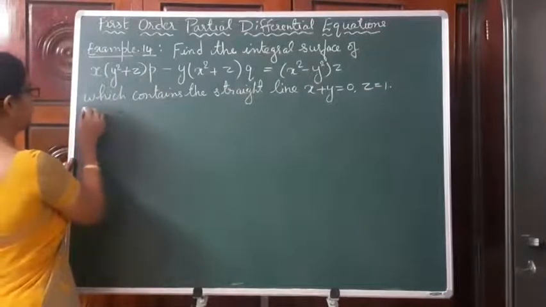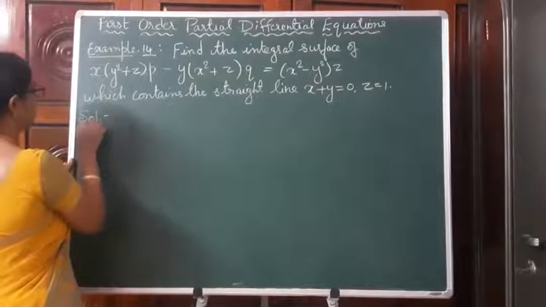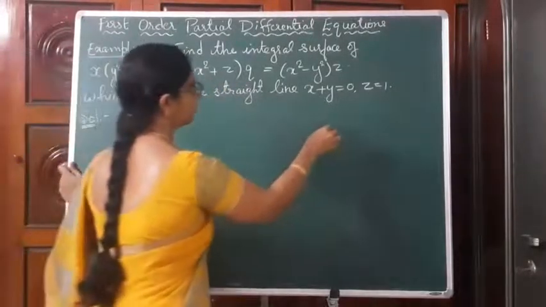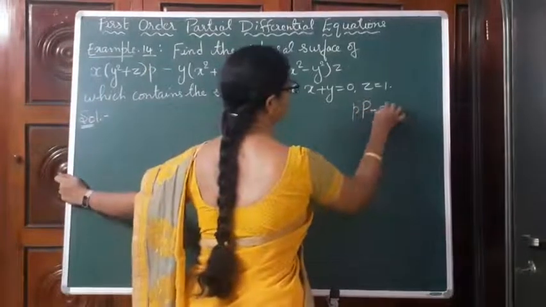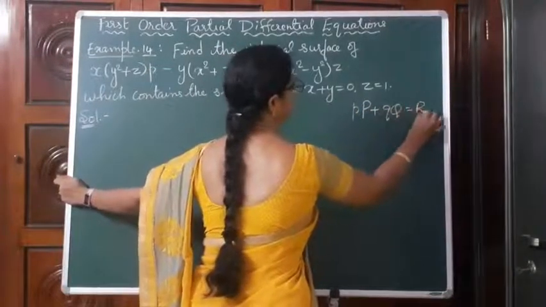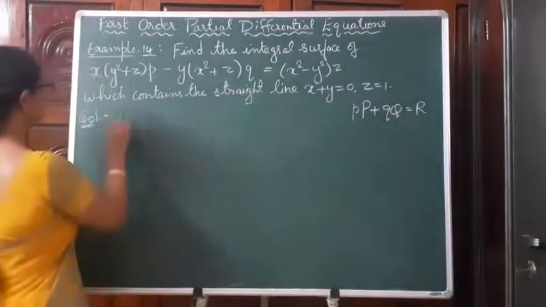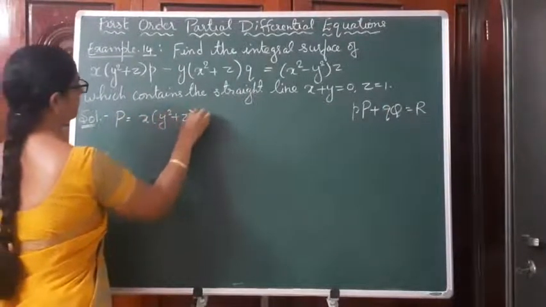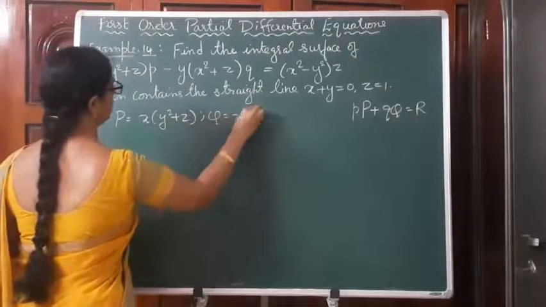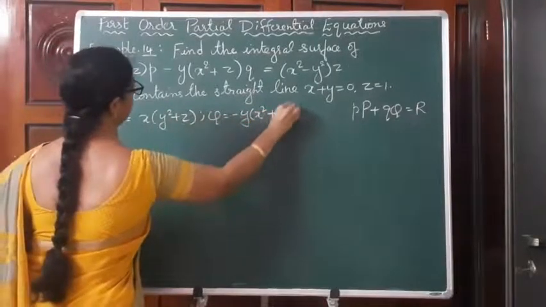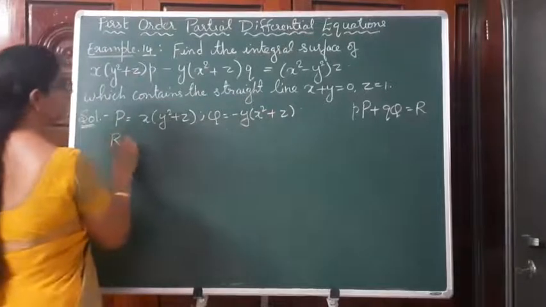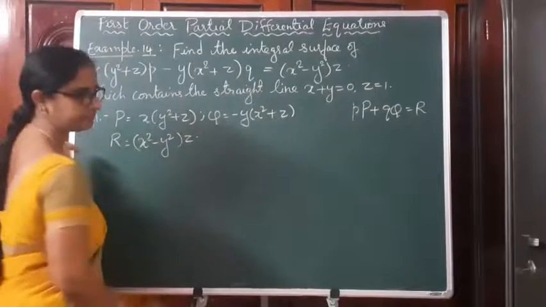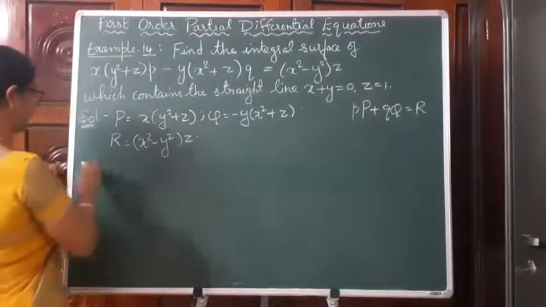So when we compare the given PDE with capital P into p plus Q into q is equal to R, this is the general form of Lagrange's linear equation. So what is P in this case? P is equal to x(y square plus z), and Q is equal to minus y(x square plus z), and R is equal to (x square minus y square) z. So we write the auxiliary equations.